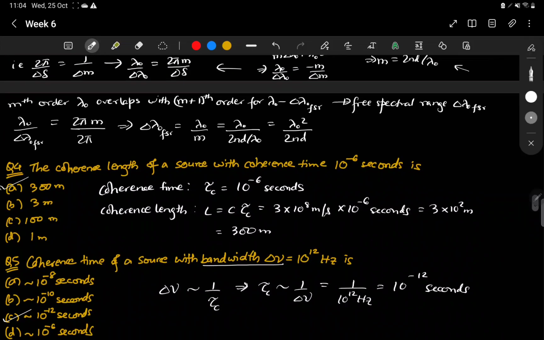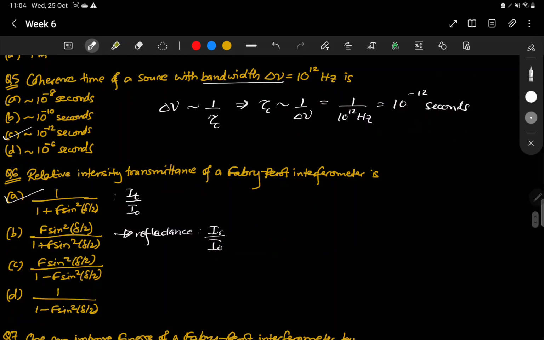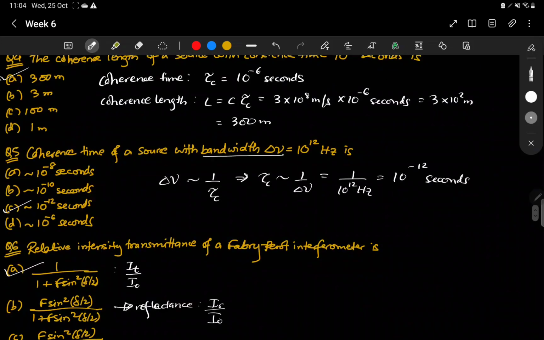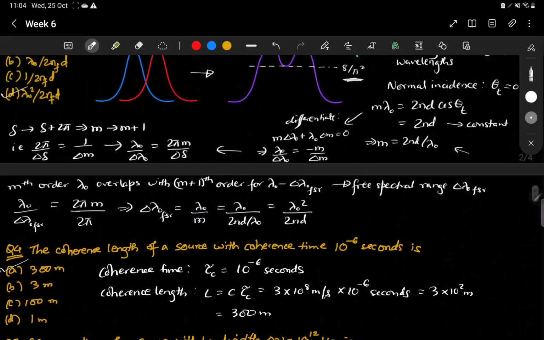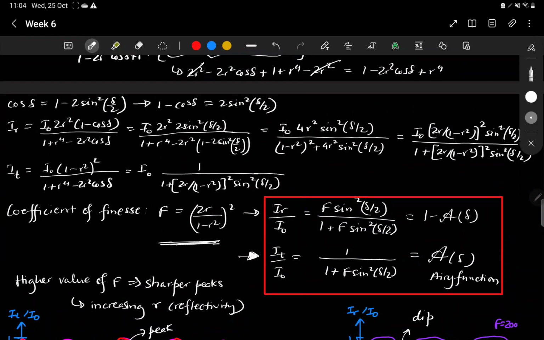Then coherence length and coherence time are related. The coherence length is the speed of light times the coherence time, and coherence time is inversely proportional to the bandwidth. And we have derived the relative transmittance intensity as well as the relative reflectance intensities for the Fabry-Perot interferometer in detail over here.